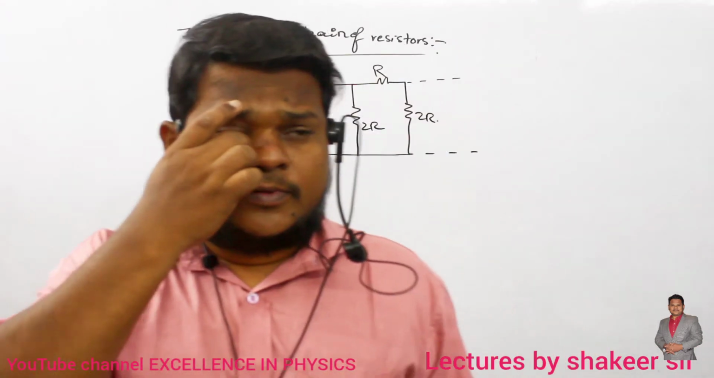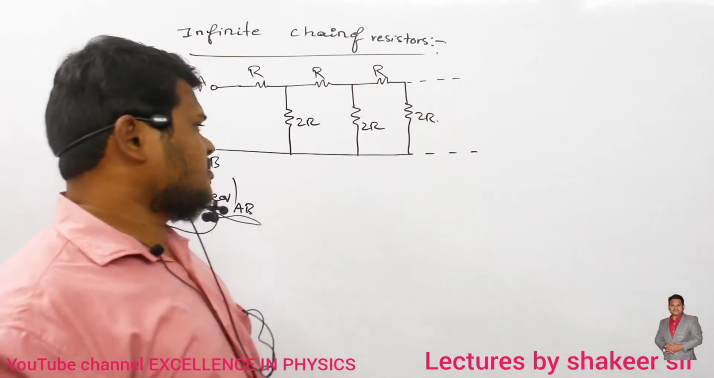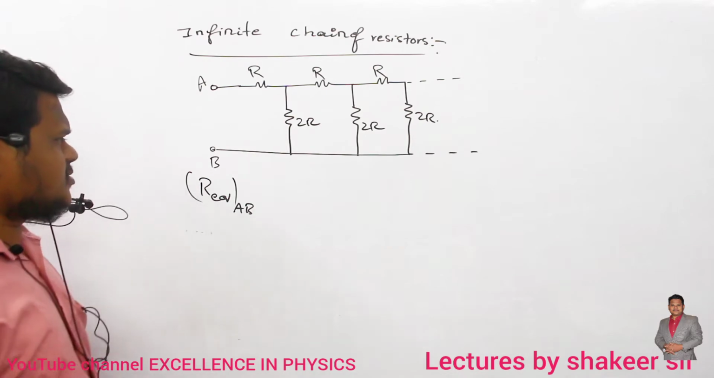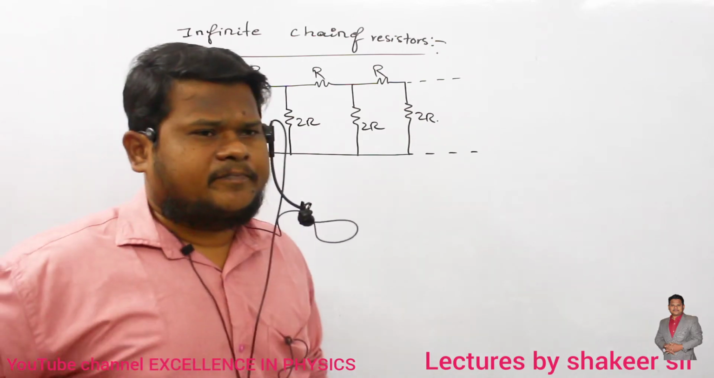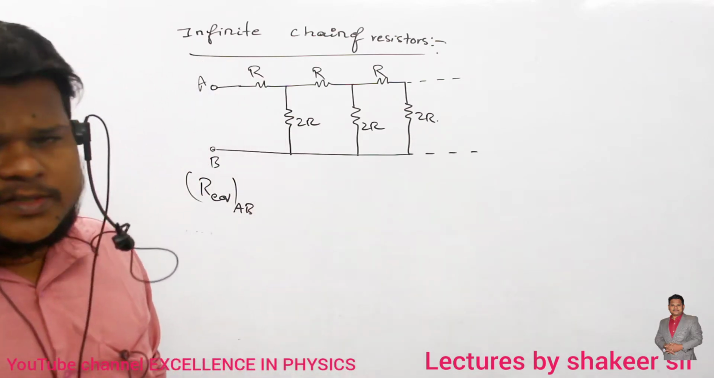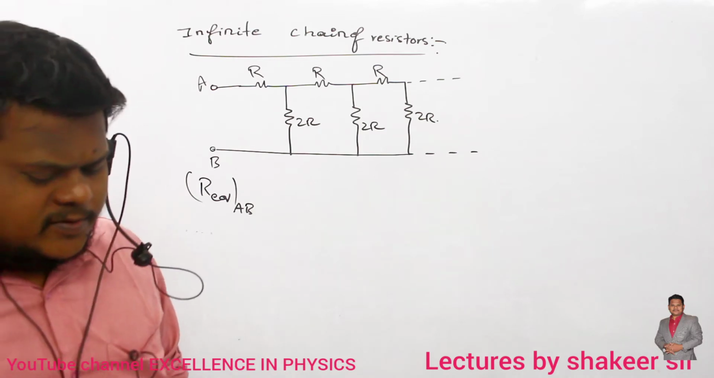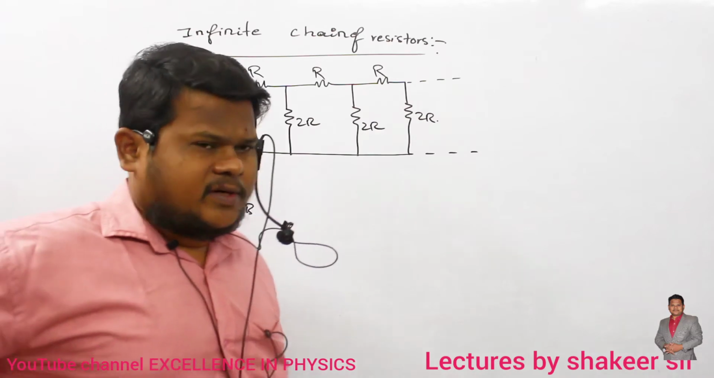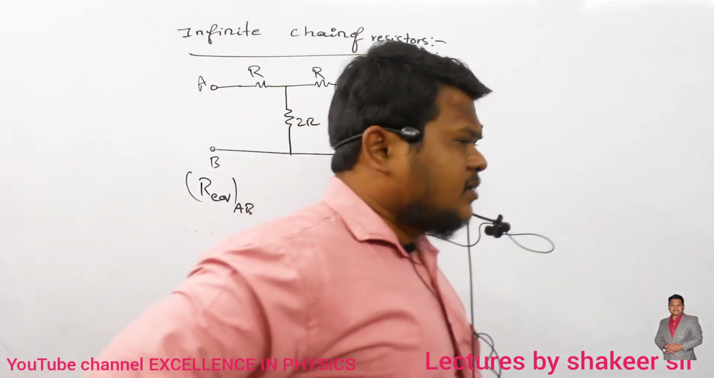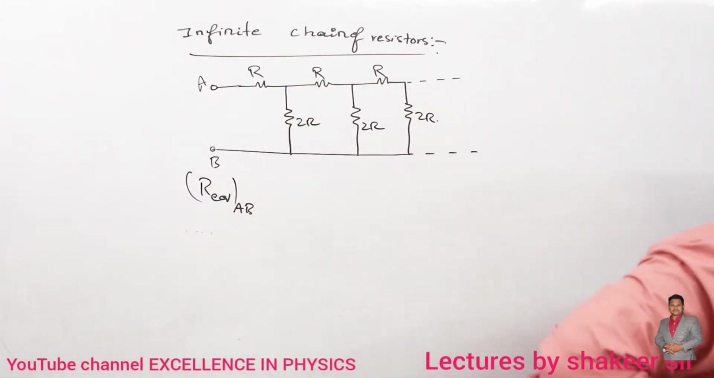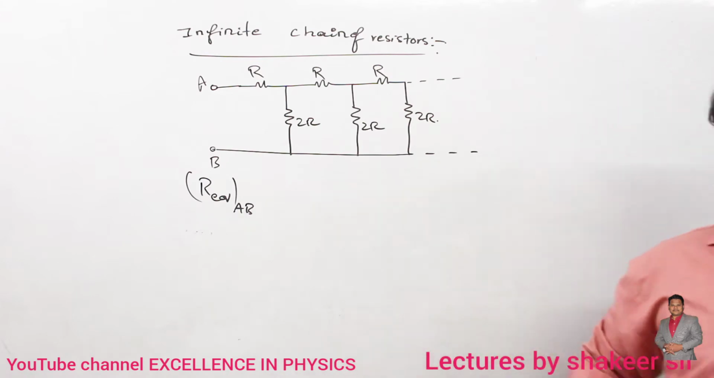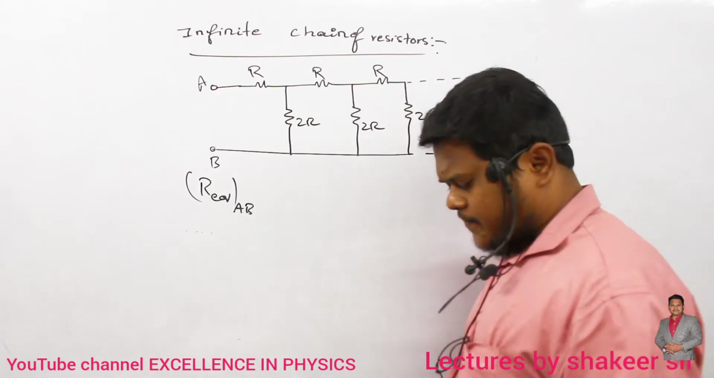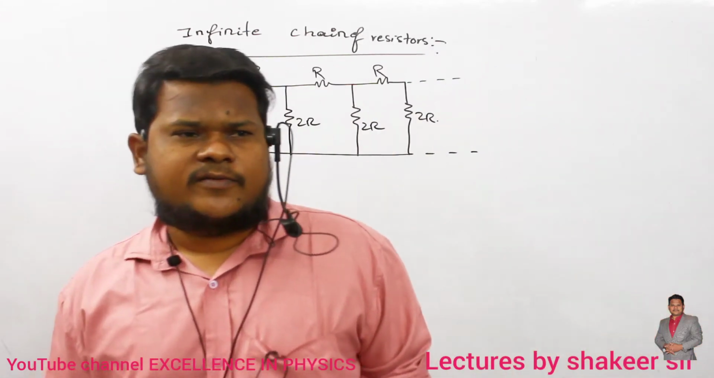Infinite chain of resistors. So we are supposed to calculate equivalent resistance between A and B. In capacitors also we have done this type of problems. There we discussed how to solve problems of infinite chain of resistors. Can anybody say, do you remember how to solve problems of infinite chain of resistors?